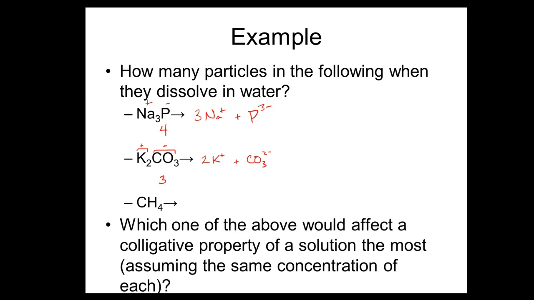And then methane, well, this whole thing is molecular. It doesn't have any cation or anion in it. So it's just going to stay as CH4, just like that. And so its Van Hoff factor is 1.